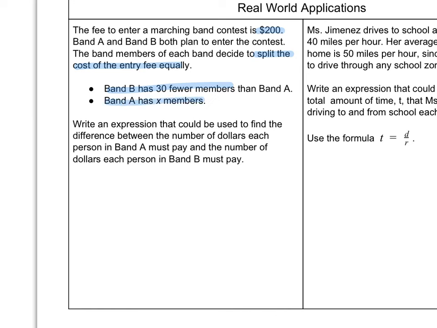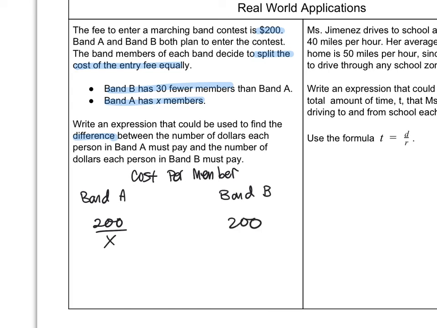Now our job is to write an expression that can be used to find the difference between the number of dollars each person in Band A must pay and the number of dollars each person in Band B must pay to enter this contest. All right, well Band A has to pay $200 and they have x members. So each member needs to pay 200 divided by x dollars. And Band B, they also need to pay $200, but they only have x minus 30 members. So each member is going to have to pay a little bit more.